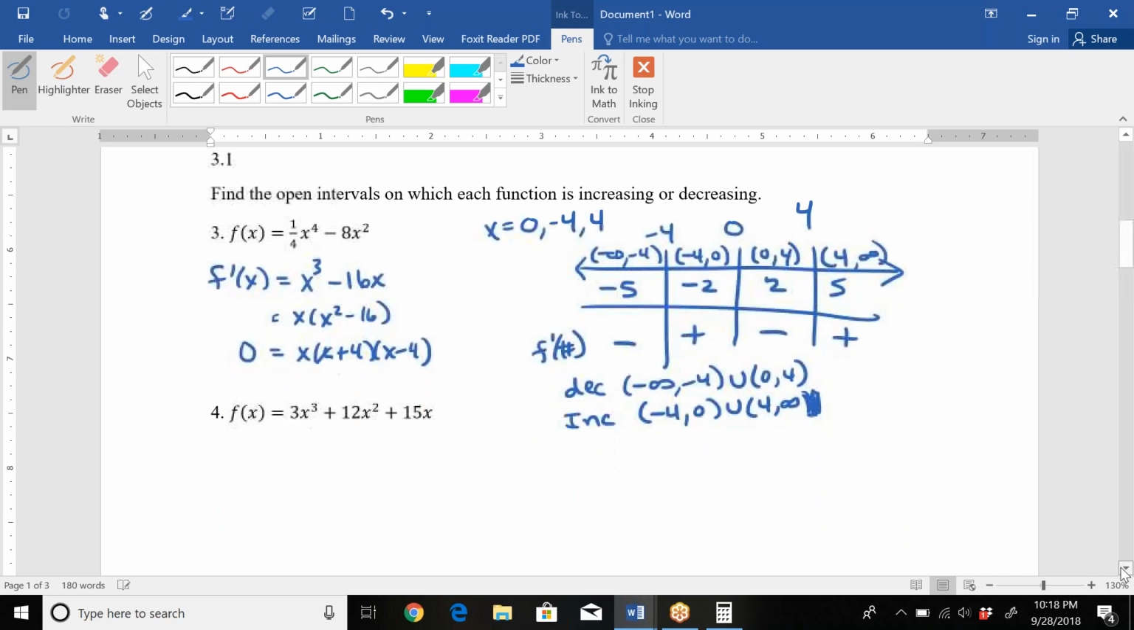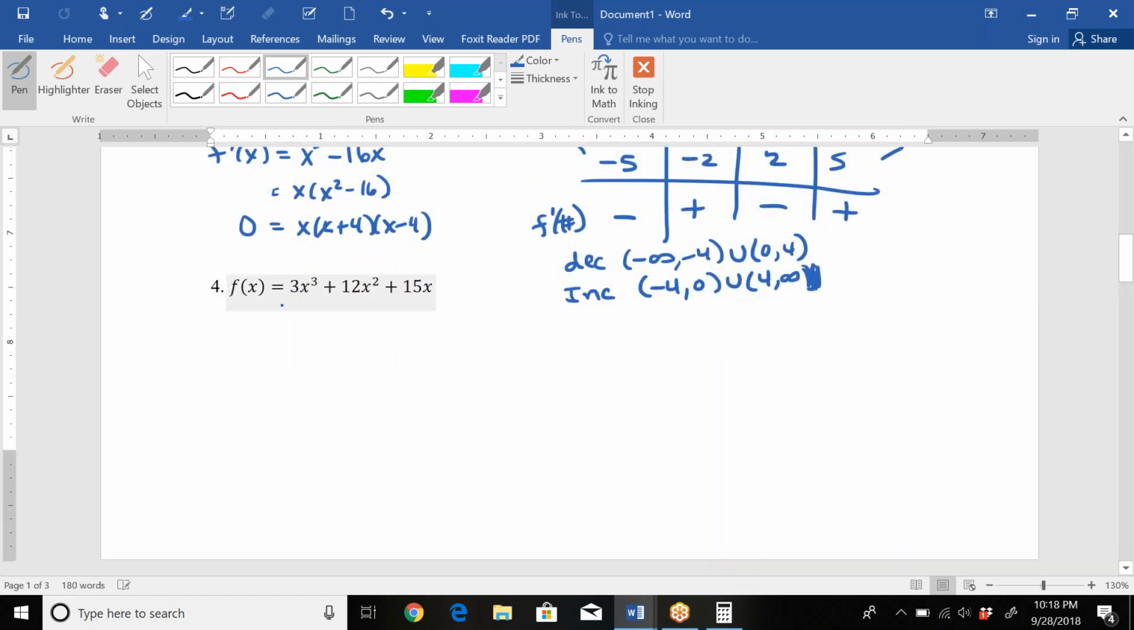All right, let's look at the next one, number 4, from that 3.1. We need to take the first derivative again. So that's going to be 9x squared plus 24x plus 15. You can factor a 3 out of that group. So that makes that 3x squared plus 8x plus 5. Just makes it a little bit smaller to deal with the factoring. So that would be 3 times 5 is 15. Factors that make 8 is going to be 3 and 5 again.